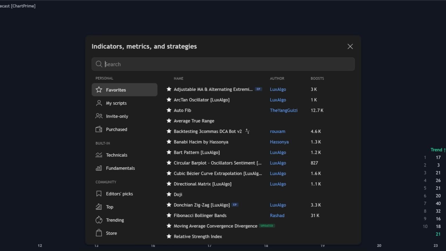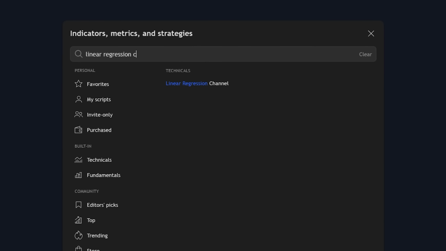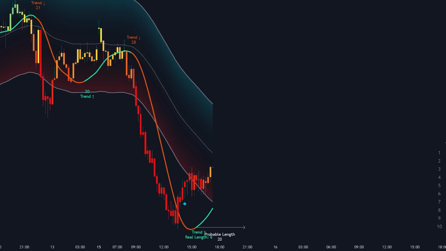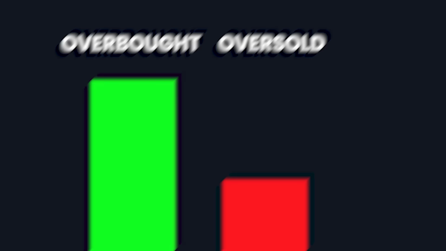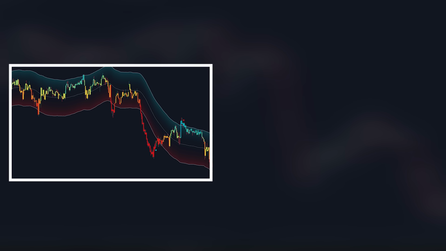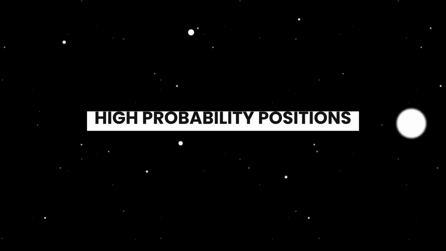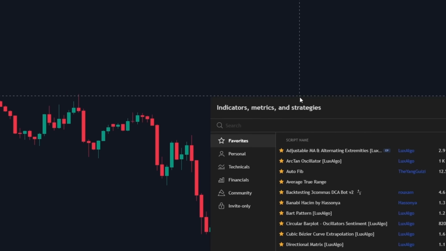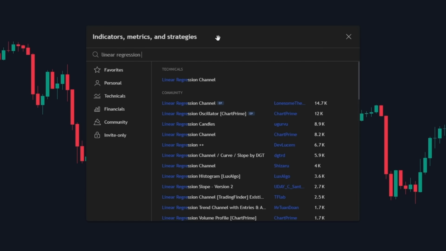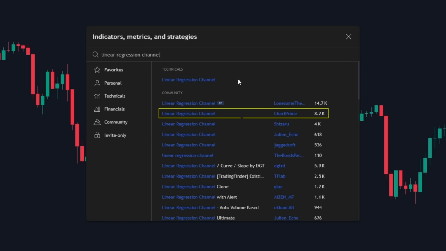The main concept behind this approach involves adding the linear regression channel to predict trend reversals based on linear regression band functions that mark zones where price becomes overextended, either oversold or overbought conditions, and then combining that analysis with the trend forecast to take high probability positions. Click on the Indicators tab at the top of your screen, and in the search box, type in Linear Regression Channel. You're looking specifically for the one published by Chart Prime. When you see it, just click to add it to your chart.